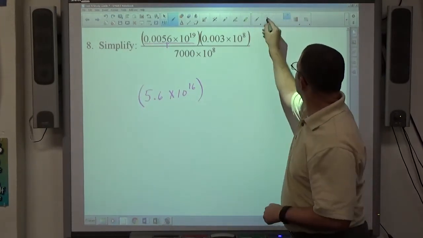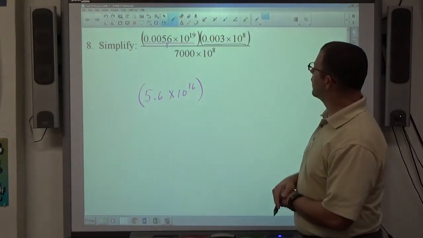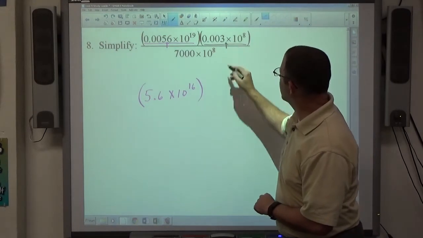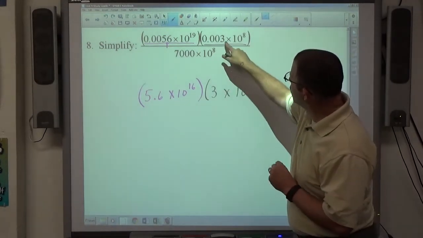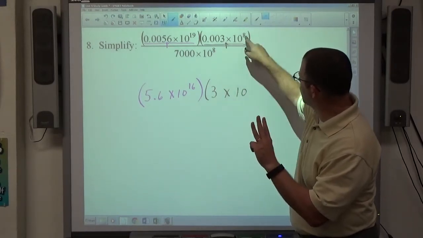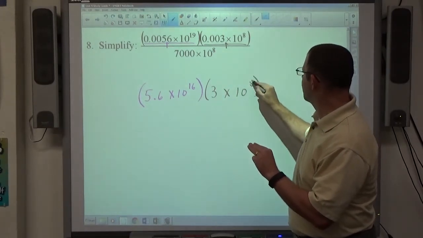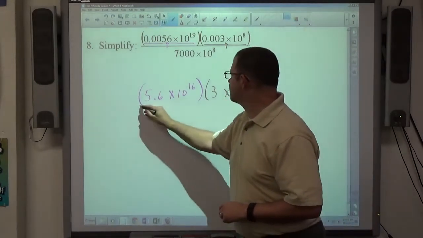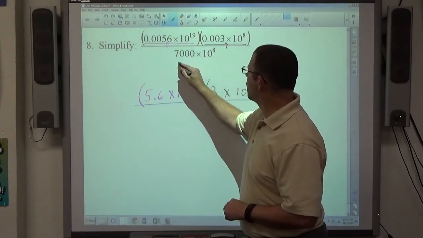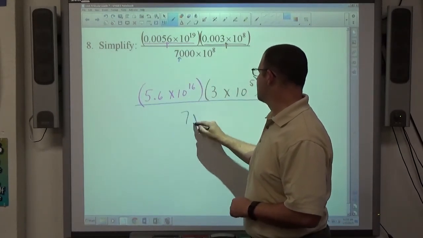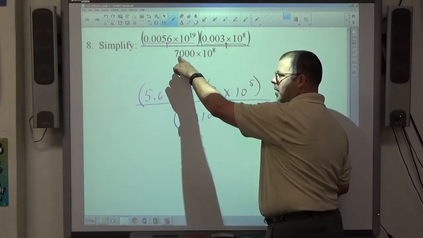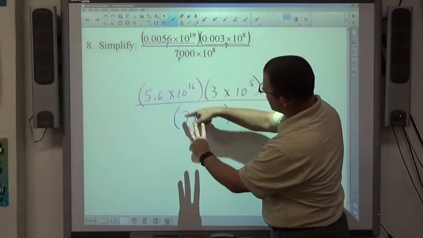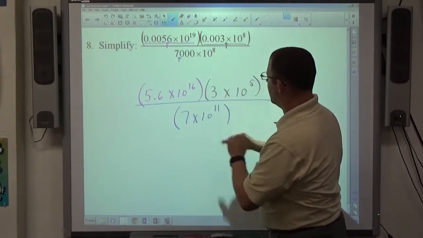The second one, 0.003 times 10 to the 8th. I want the decimal point right there. That makes 3. And 1, 2, 3 spaces, bigger number, so 3 smaller than 8 is 5. And on the bottom, we have 7,000. I want the decimal point right there. That makes 7 times 10. I moved it 3 spaces over, and it became a smaller number. 3 smaller, that has become 3 bigger. 8 plus 3 is 11.